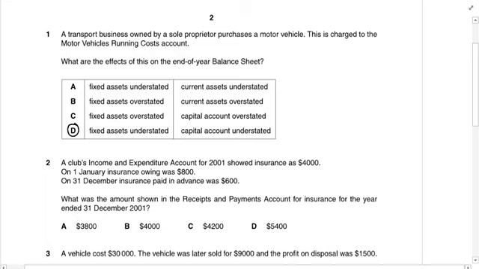A club's income and expenditure account for 2001 showed the insurance as 4,000. On 1 January, insurance owing was 800. On 31 December, insurance paid in advance was 600. What was the amount shown in the receipts and payments account for insurance for the year ended 31 December 2001? So I'll go the longer way but the sure way, right? I know most of the people would want to take shortcuts just because it's multiple choice, but that will cost you. So I think drawing an insurance account will enable us to come up with the correct answer, though it is quite long.